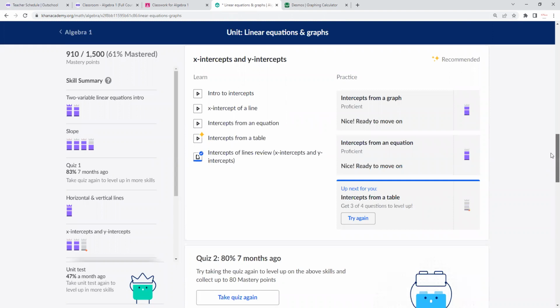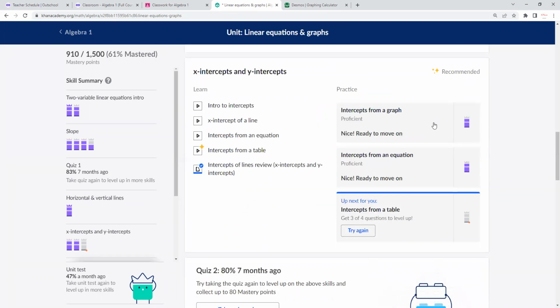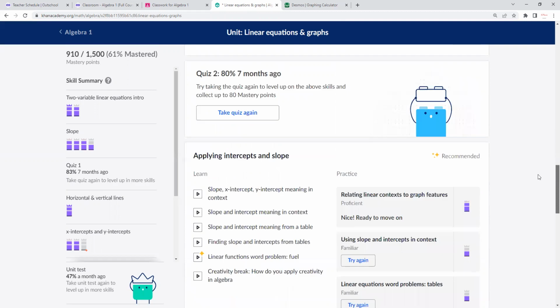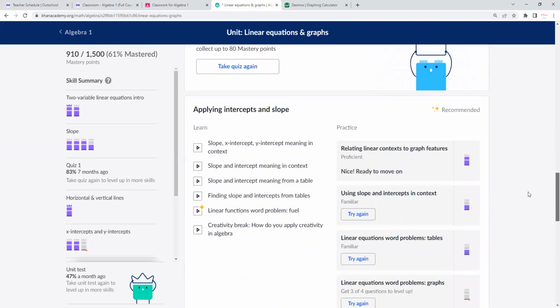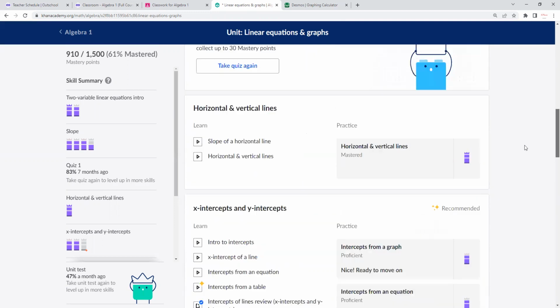So that is that part. So I want you guys to kind of start with that before we move on to the x and y intercepts and applying intercepts. So practice those first.